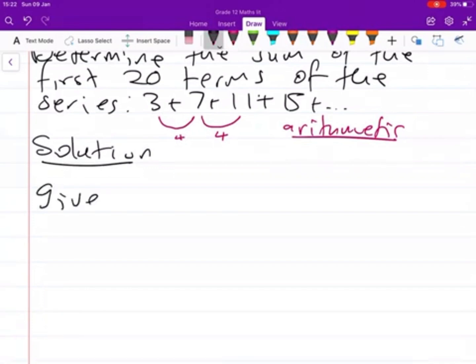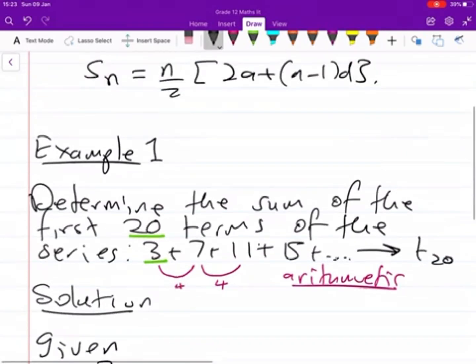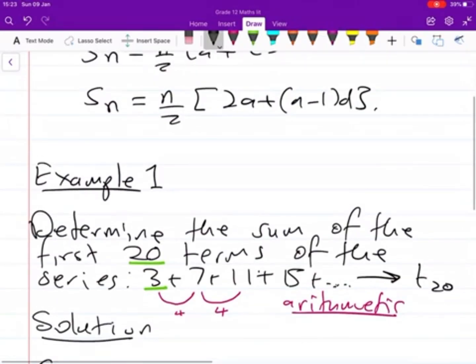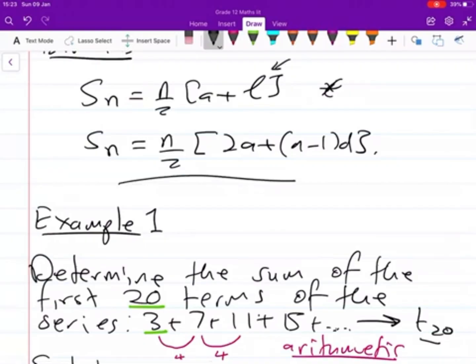Let us state what we are given. Well, we are told that the first term here is 3. We are told that the value of n is 20 terms. This series continues until term number 20. We are dealing with finite things here. However, we don't know what term number 20 is, neither do we have time to find what term number 20 is. So instead of using this, because we don't know what L is, you will use this one.